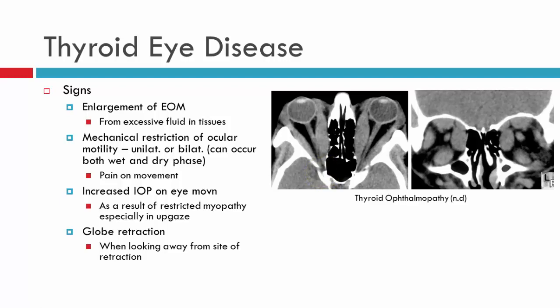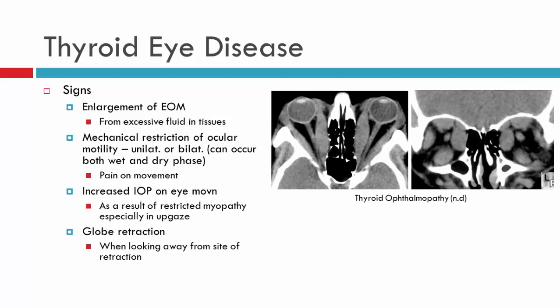The enlargement of these extraocular muscles will result in, or can result in, mechanical restriction of eye movements, and often the patient will actually come and complain of diplopia as one of the first issues that they have. So the ocular motility issue could be unilateral or bilateral, and this mechanical restriction that we see can actually occur both in the wet and in the dry phases.